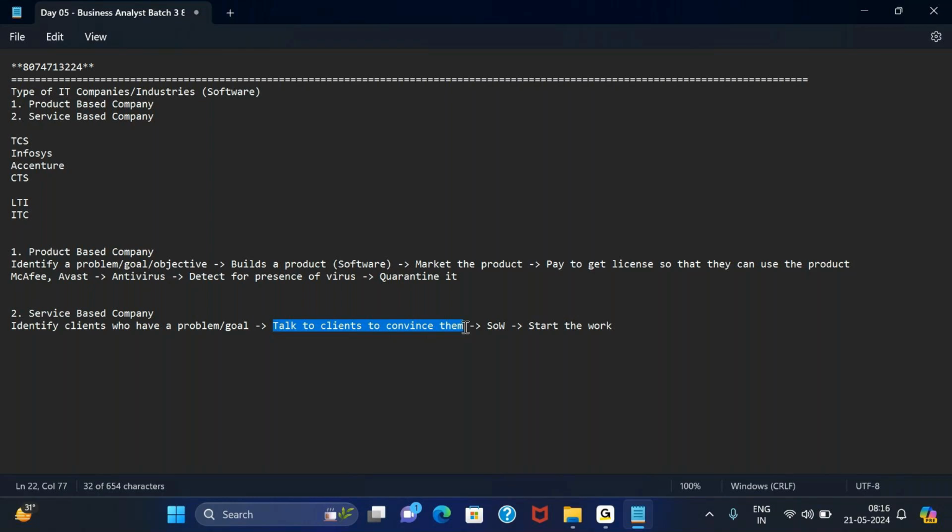So tomorrow we will go through what happens in pre-project activities, and then before we start the BA-related part on what a BA does, we will go through the SDLC, that is the software development life cycle. That will cover this start-the-work part. But for now, for understanding, assume that I have identified a client, I have convinced them, signed an SOW, and now I'm good to start the work.